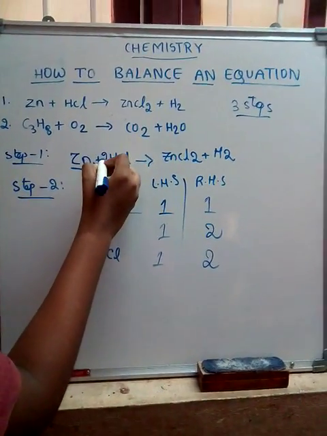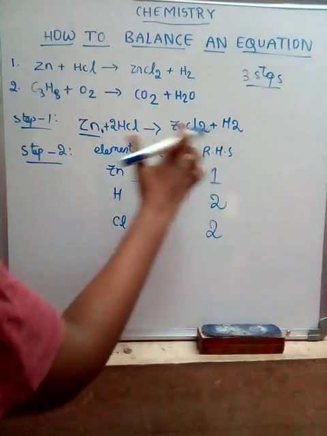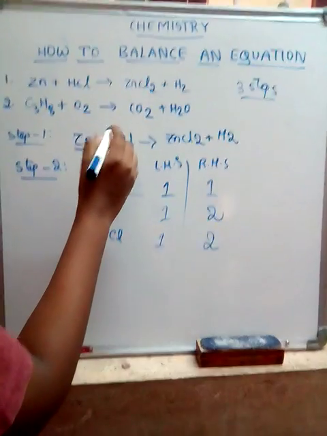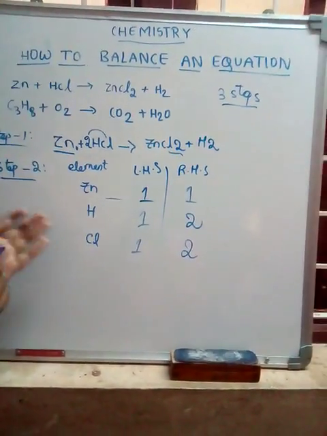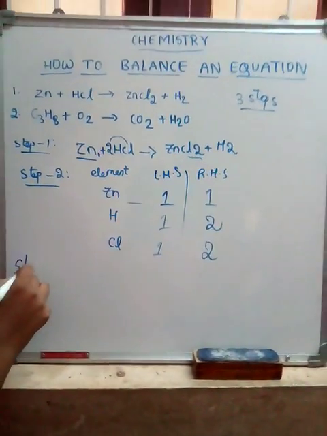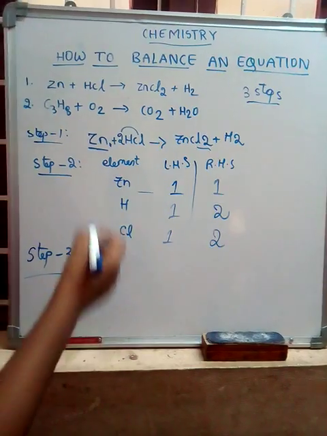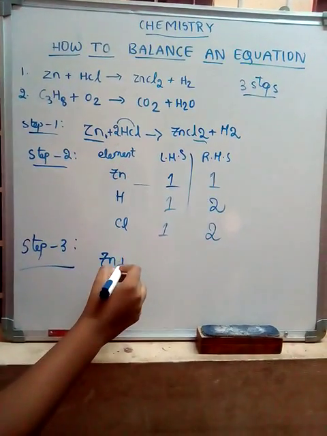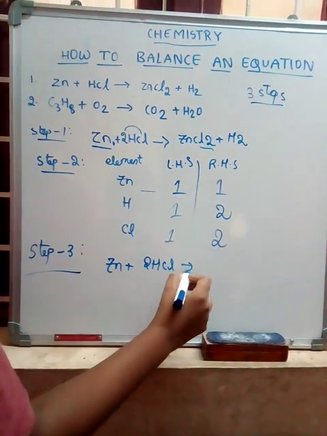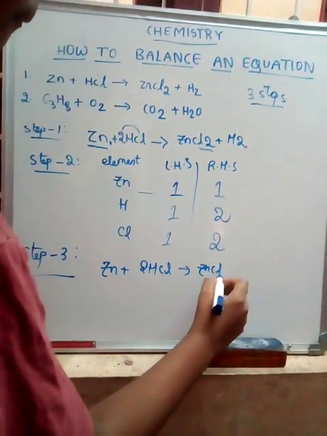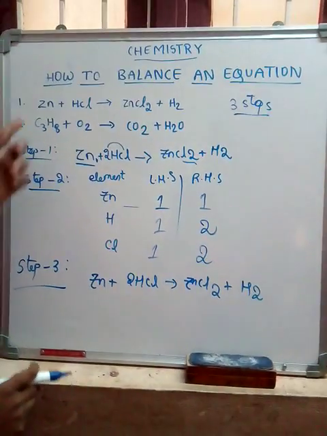So write 2 in front of HCl. Then there are 2 hydrogens on the LHS and 2 on the RHS, and 2 chlorines on both sides. Hence this equation is balanced. After this, step 3 is to write the balanced equation: Zn plus 2HCl gives ZnCl2 plus H2. This is the solution for the first one.